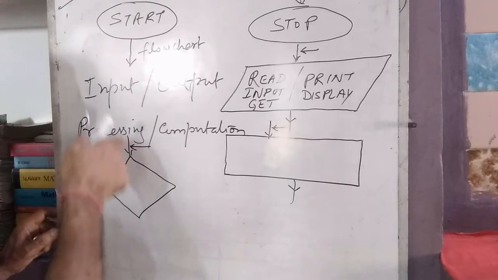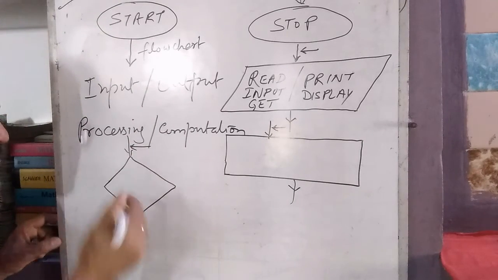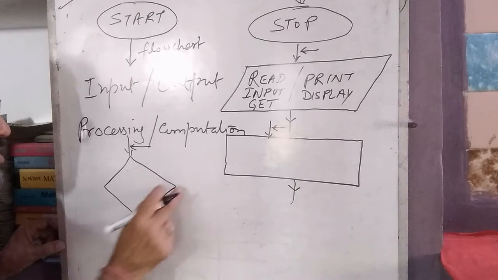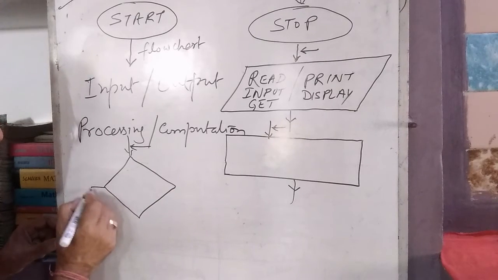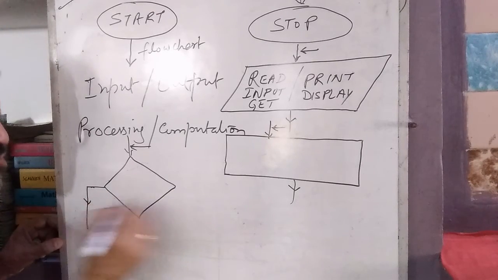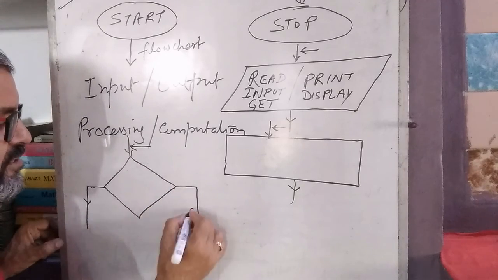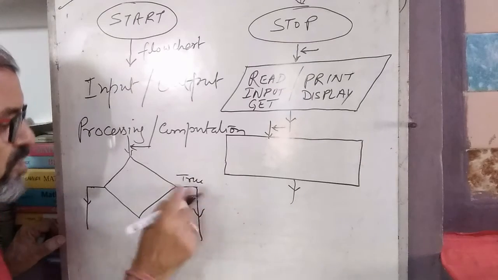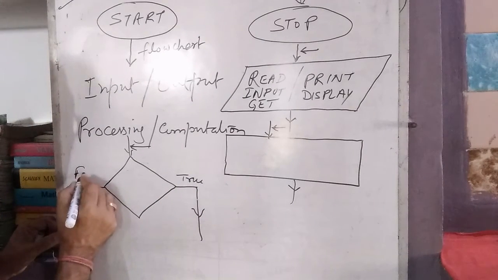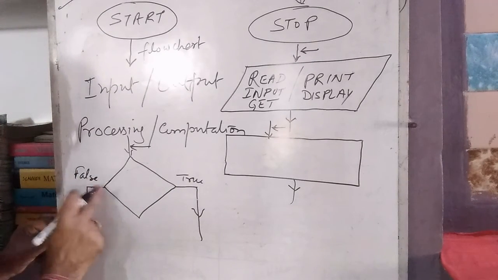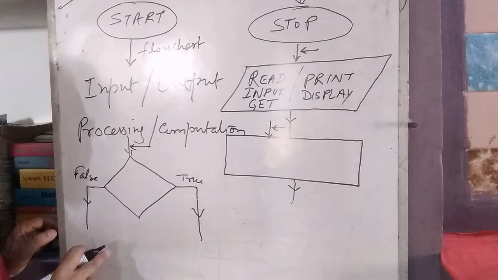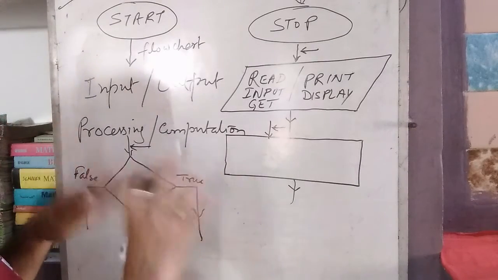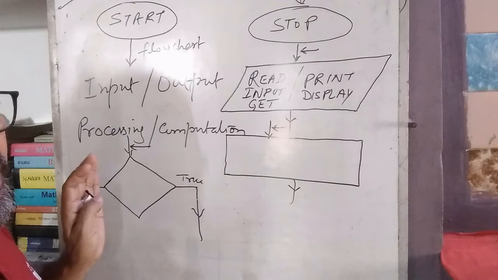So any line can enter into the symbol from the top corner, and out of these three corners, out of any two corners, you can exit two lines. Only two lines can exit. So showing that suppose it is true, then this path will be followed. If the result of the decision is false, then this path will be followed. Okay. So it is a diagrammatic representation.